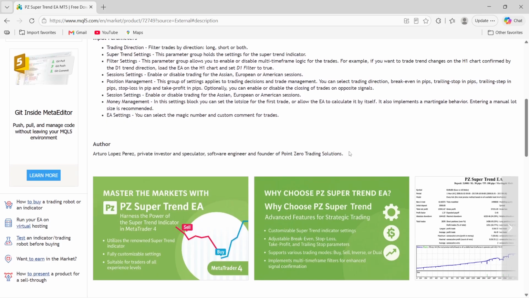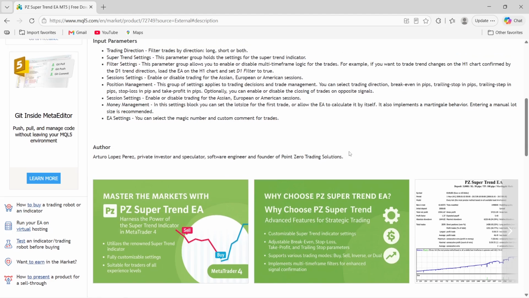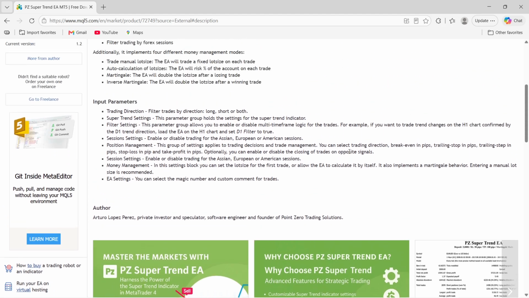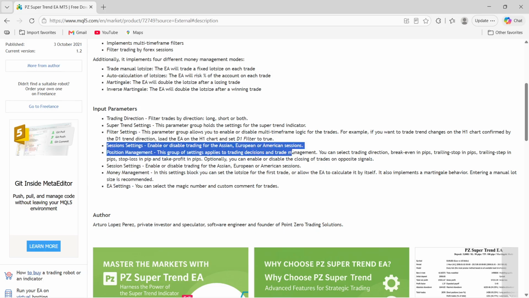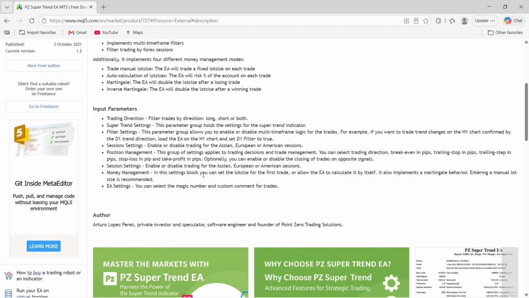They also mention session filters. The EA can be configured to trade only during specific sessions like London or New York, Asian, European, and the rest of that. The implication here is that you can avoid times of low liquidity or crazy spreads by telling the robot when it's allowed to trade.